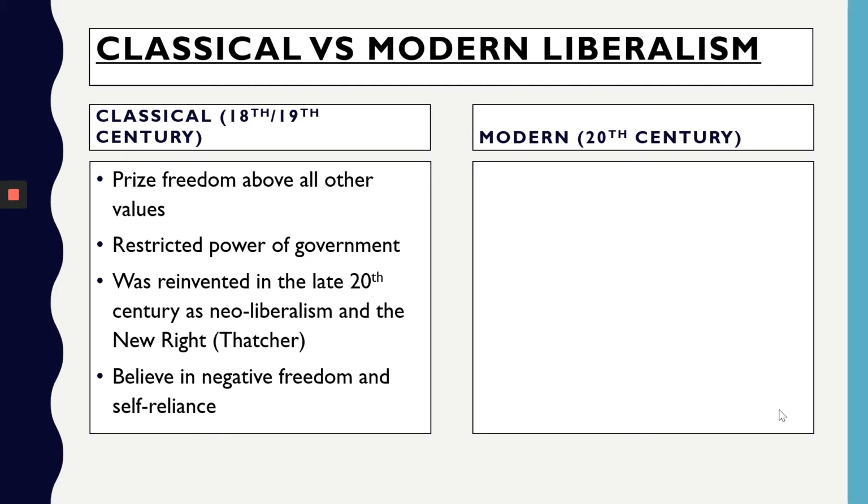And they believe in negative freedom and self-reliance. So from the videos you watched before, negative freedom is when you're free to do as you please. There are no restrictions on you from the state. Even if you do something that actually is harmful to yourself, classical liberals believe that you have the right to choose and that you have the freedom to choose.